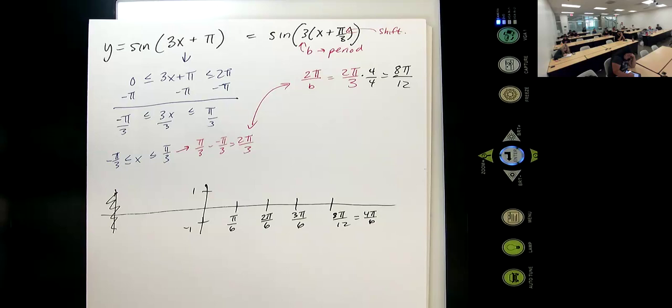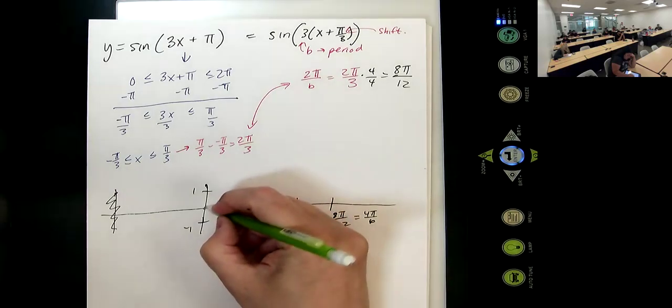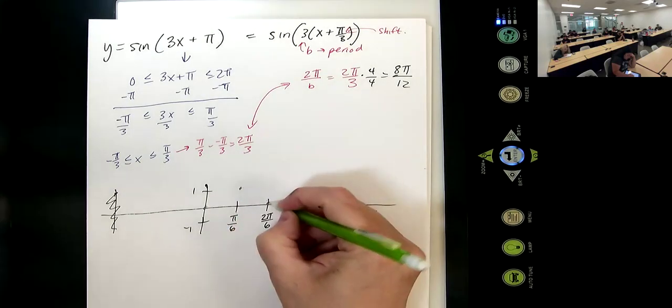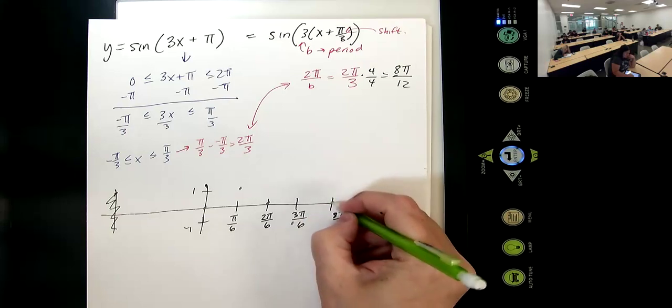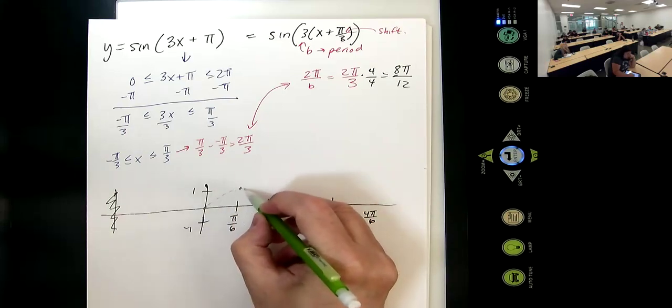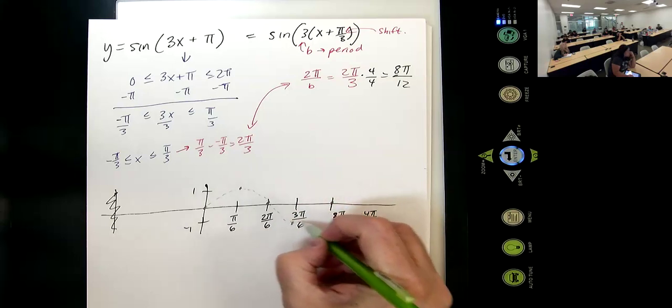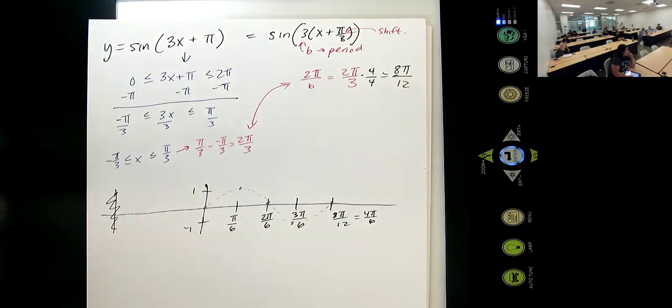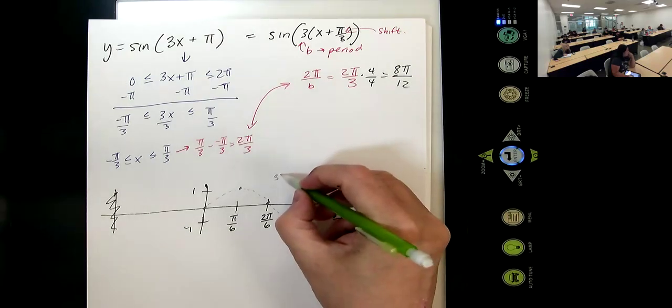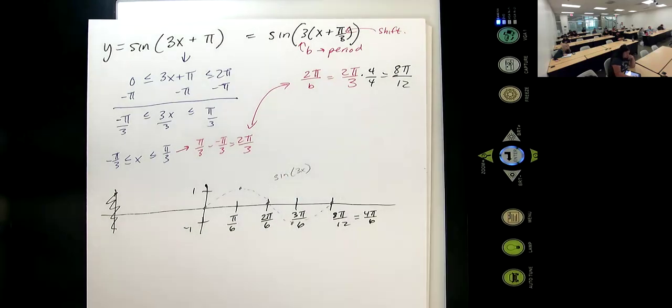Now my base graph is here. We're doing sine, so it's going to look something like this. My base graph is looking like this after adjusting for period. So that's just y equals sine of 3x.